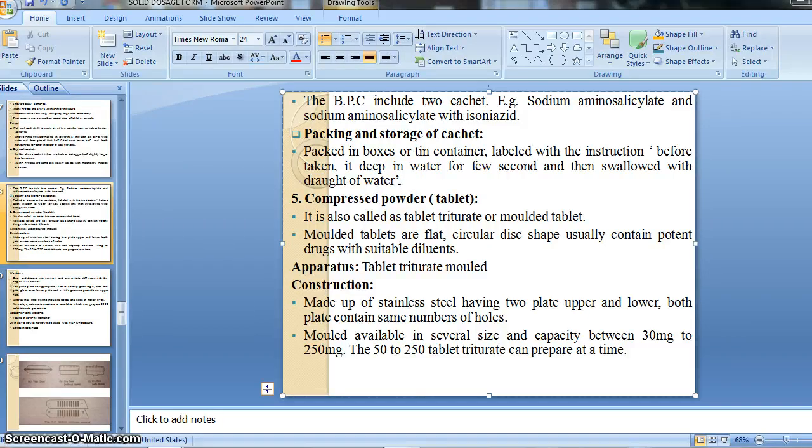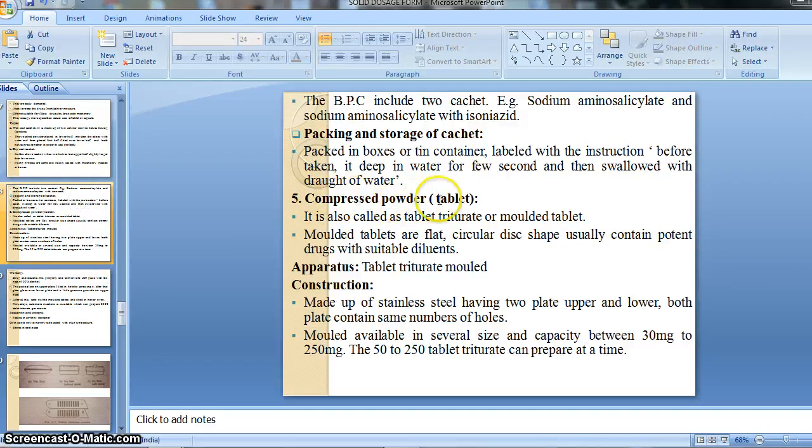So this instruction is necessary to show on the label, right? So these are the packing and storage instructions, stored in a good place, away from moisture. These are the points regarding packing of sachet.